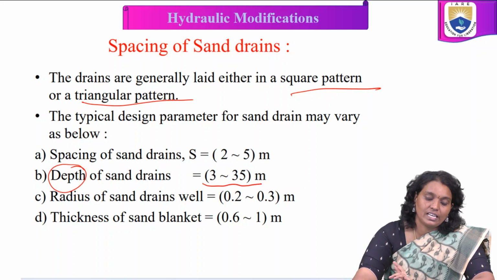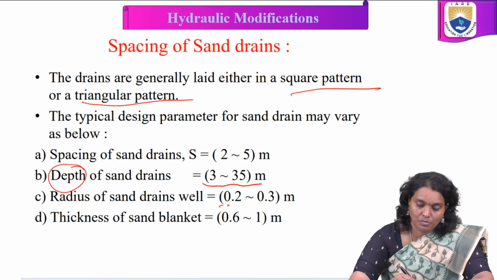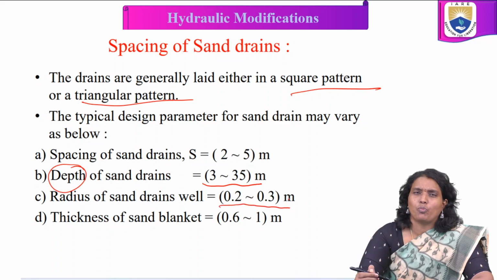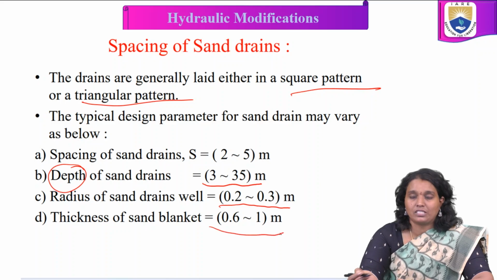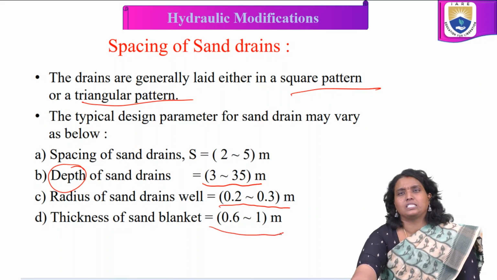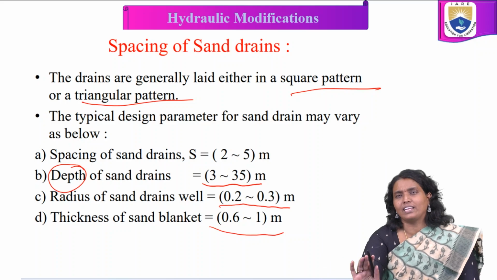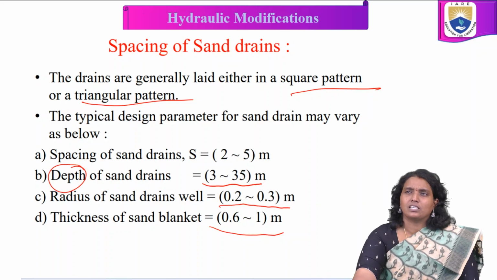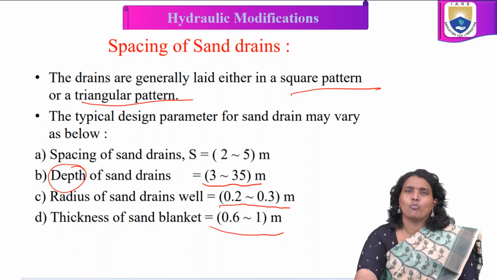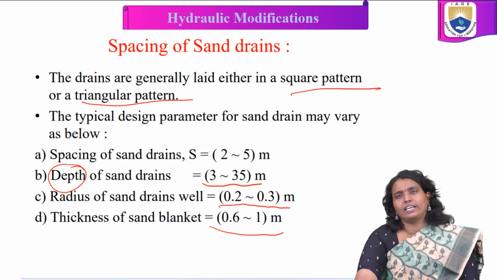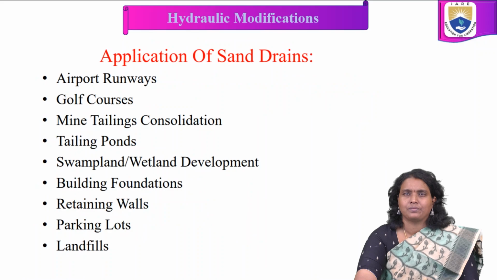The next one is the radius of the sand drain well, which is between 0.2 to 0.3 meters. The thickness of the sand blanket also varies, 0.6 to 1 meter. It depends on the kind of construction, the type of soil, how much excess water is going to evaporate, and how much effective soil weight is required. So these are all the characteristics which we understand.